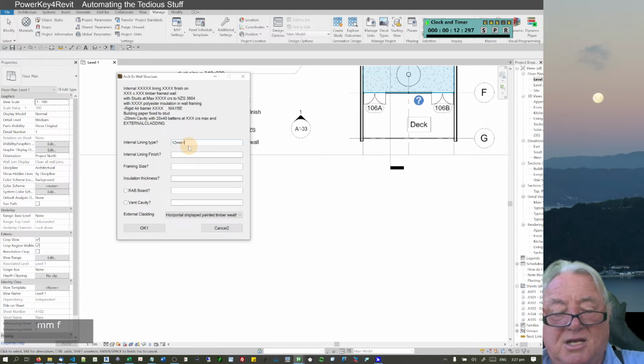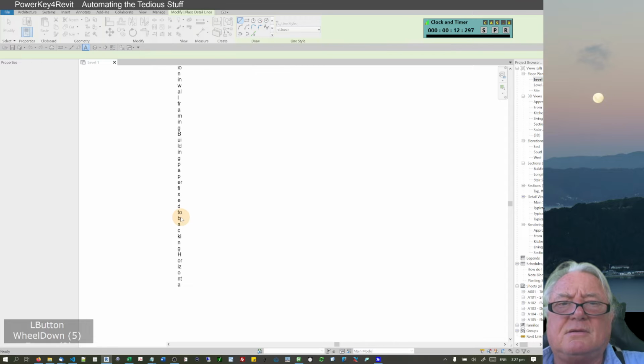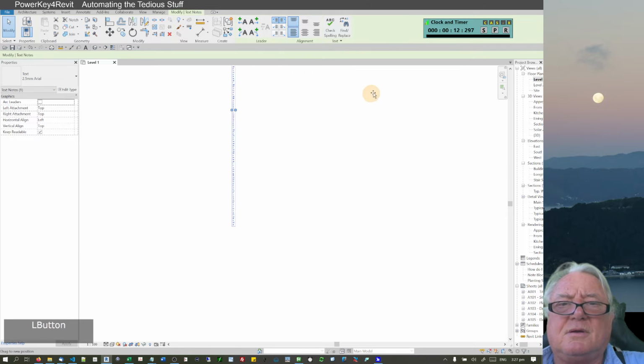12 millimeters jib, fire line, on a particular way, paint finish, thin, framing size. We won't bother with that. We don't want to do any of this. So I just go OK. I click a point. I don't know why that's doing it like that. I might have too many things fired up at this point in time. So we just drag that out.